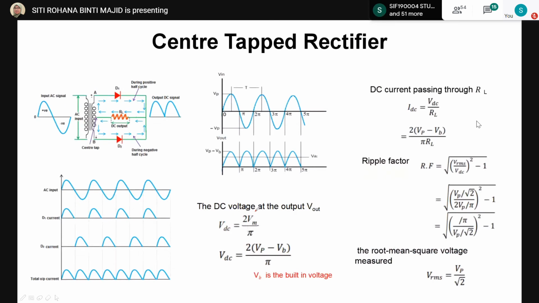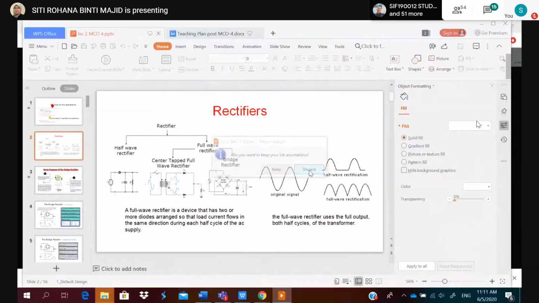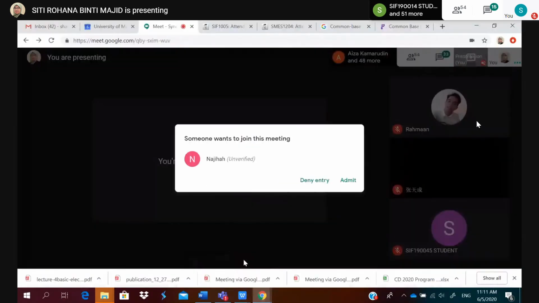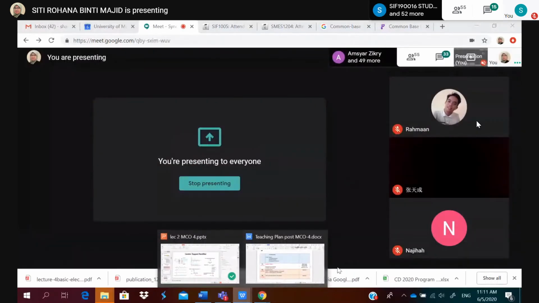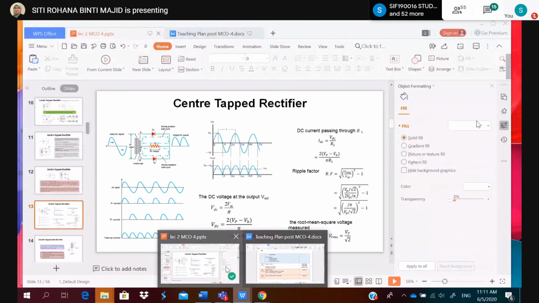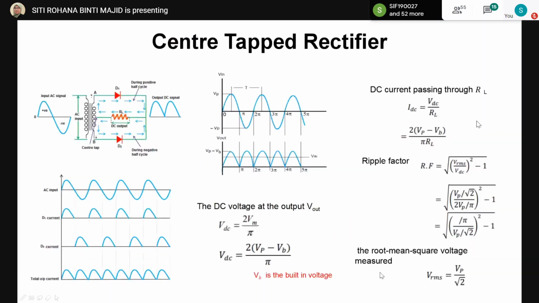Okay, so now there is a simple calculation for the center tap rectifier. The first one, the top curve here, is the input signal.